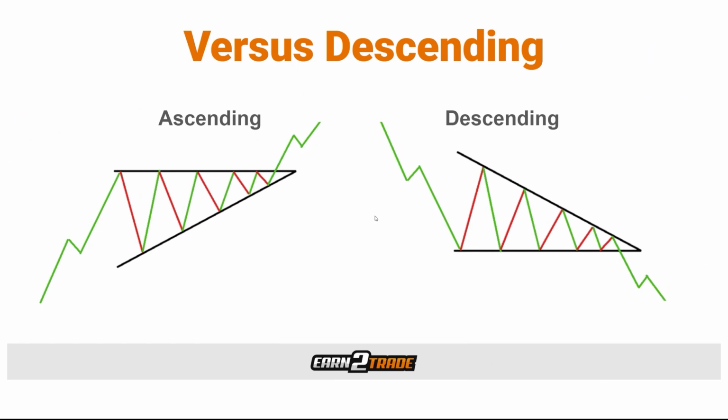Here we have the ascending triangle, which is on the left, in comparison to its complete mirror image brother, the descending triangle on the right. If we completely inverse an ascending triangle, this is what we're given, a descending triangle.